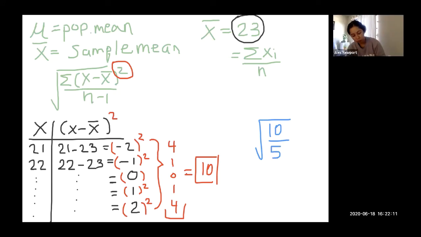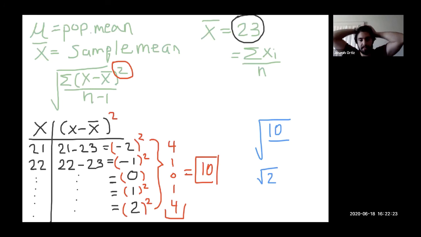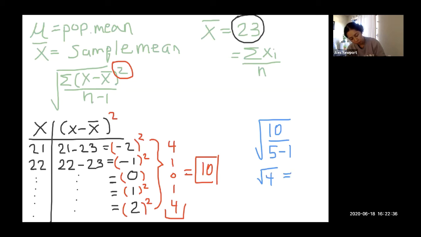Wouldn't it be 5 minus 1? Yeah, 5 minus 1. So it's 10 over 5 minus 1. And so we're going to get 4, which is equal to 2. So that should be your final answer for standard deviation.